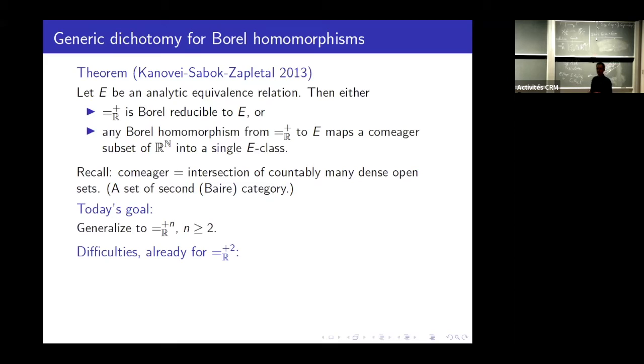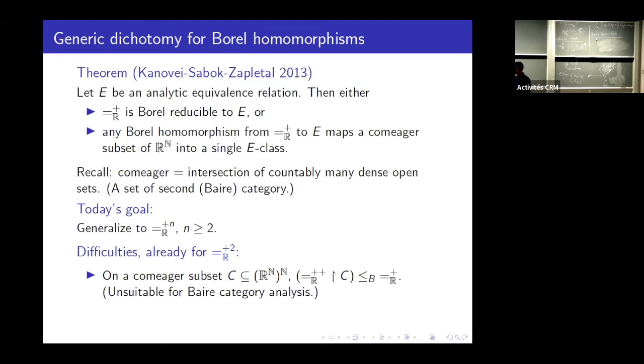It will become very easy to prove it using the theorem. And that's why I want to generalize it for the higher jumps. But there are some very immediate difficulties. So one is this important reliance on Baire category techniques.